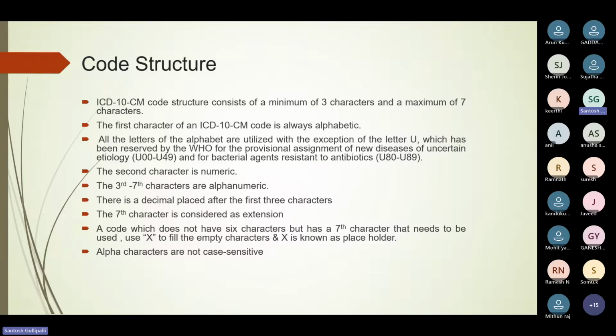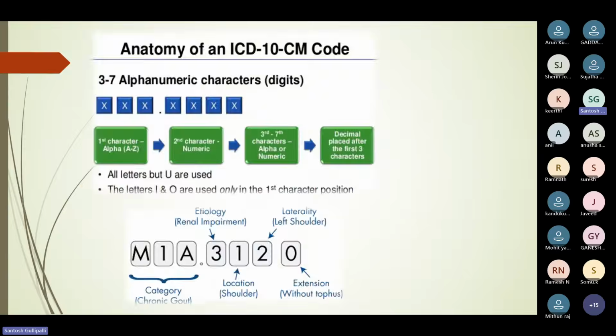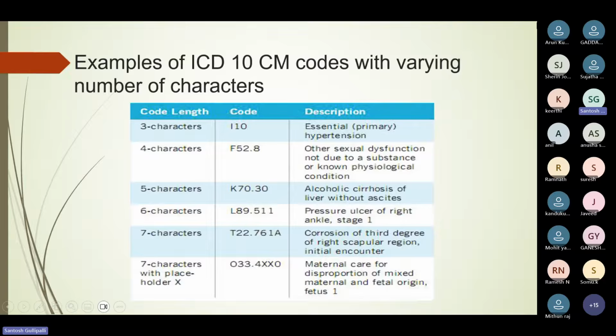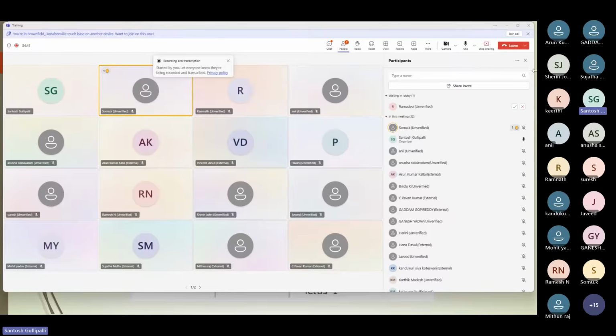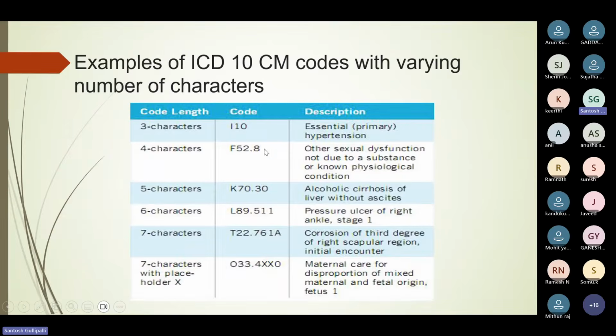ICD-10 codes consist of a minimum of 3 characters and a maximum of 7 characters. Some diseases, for example hypertension: when the patient comes for hypertension, the diagnosis code is I10. That is only 3 characters. Other diagnoses have 4 characters.